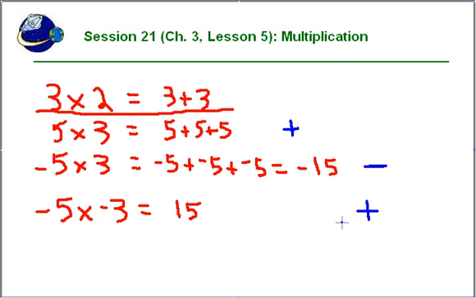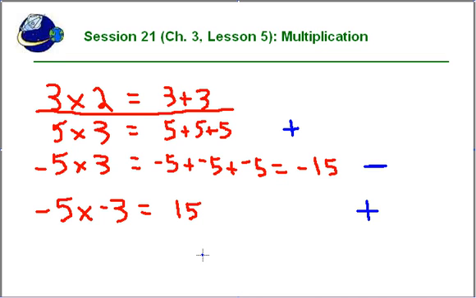And maybe if you are somewhat familiar with double negatives in English, a double negative actually makes a positive. So maybe that's a good way for you to remember that when you have two negatives being multiplied together, it's the same thing as a positive. Just as in English, a double negative actually makes a positive.